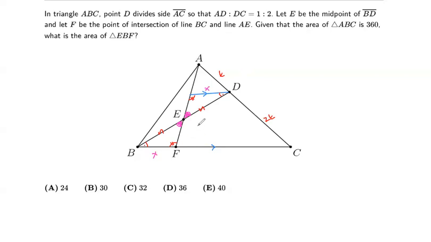Okay, that is something we have. And we already know this is K to 2K, and then this is parallel. So you can say that if I say this is something, then this piece should be twice as big.